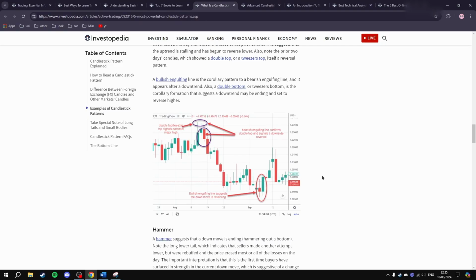Also note the prior 2 days candles, which showed a double top or tweezer tops, itself a reversal pattern. So I'm assuming they're all talking about this diagram here. So double top, tweezer top signals potential major highs, so these two ones here. Bearish engulfing line confirms double top and signals a downside reversal.